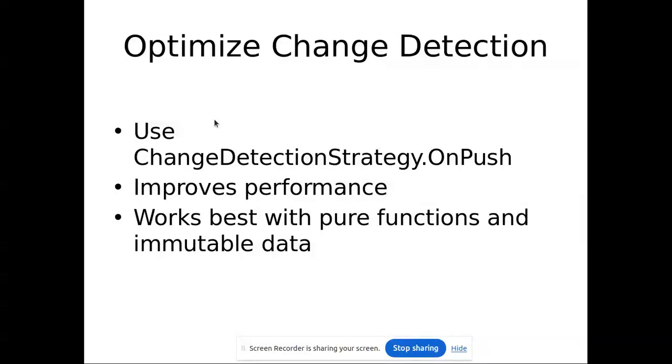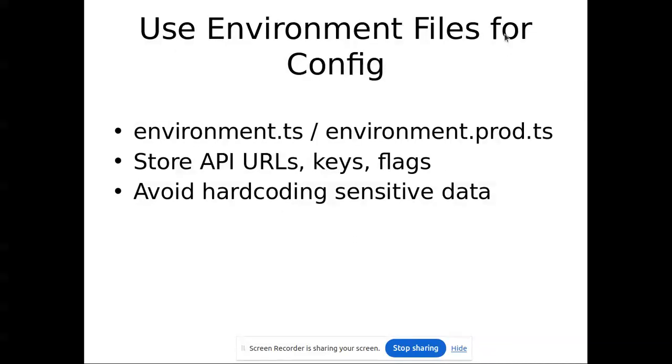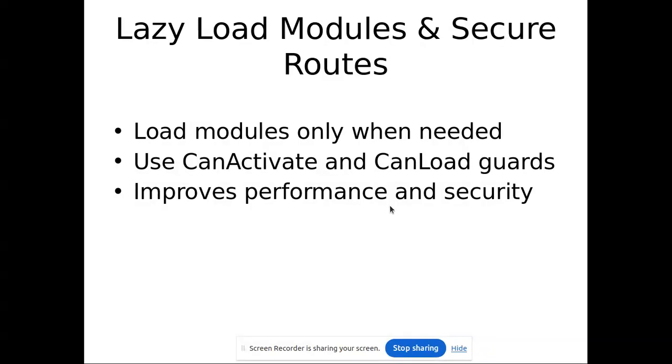Optimize change detection. Use ChangeDetectionStrategy.OnPush. Improves performance. Works best with pure functions and immutable data. Use environment files for the config. environment.ts and environment.production.ts. Store API URLs, keys, flags there. Avoid hard coding sensitive data.